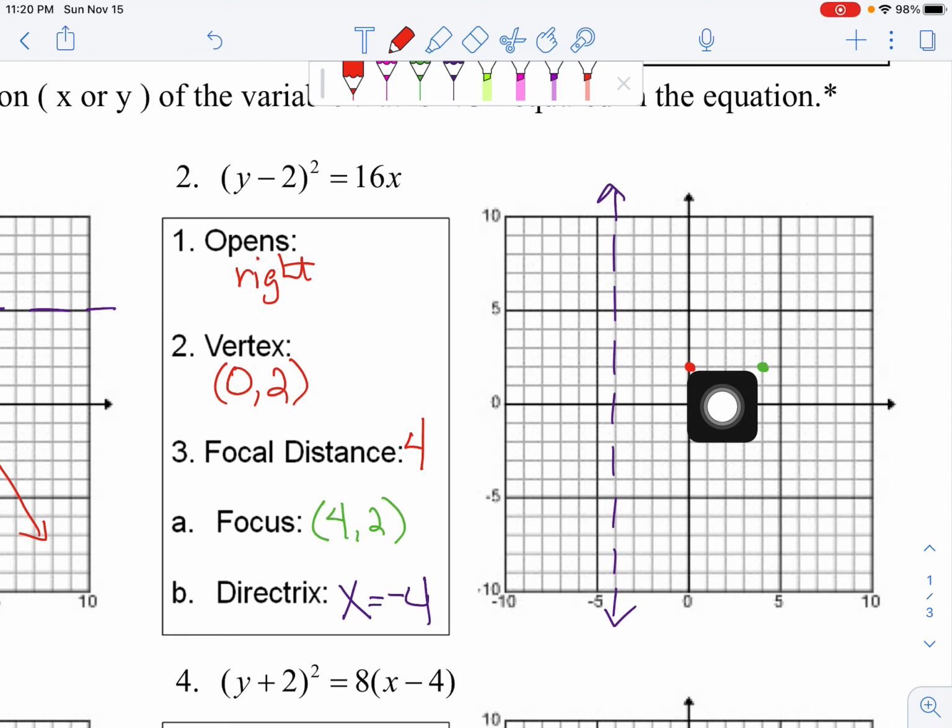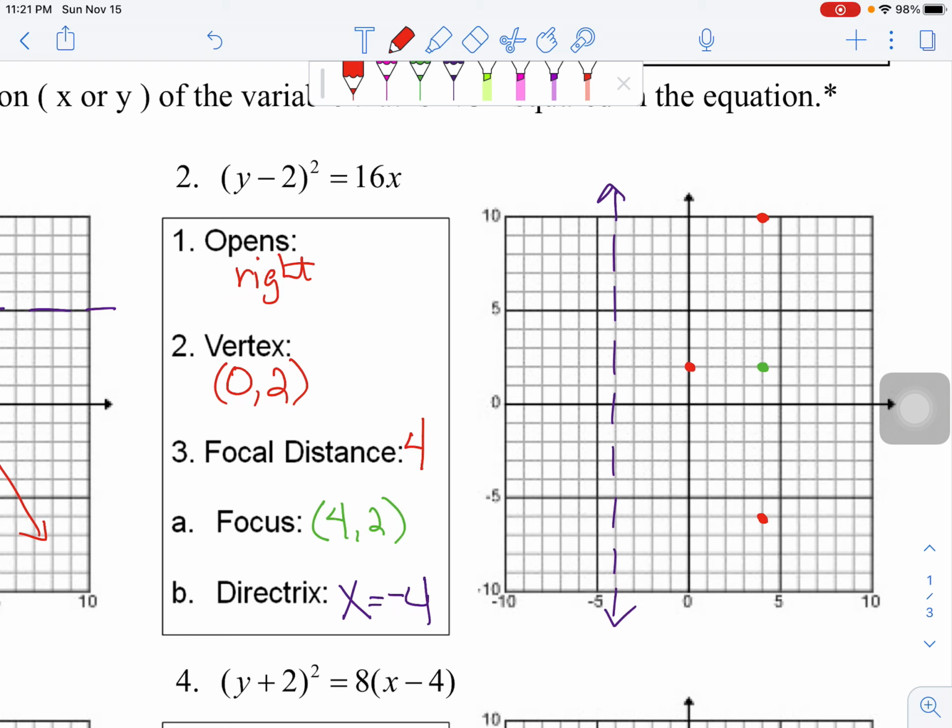That's 16 total. So from the focus, I'm going to count 8 up and 8 down, which would get me the total length of 16 that I need for the latus rectum. All right, so from that focus point, I'm going to count 1, 2, 3, 4, 5, 6, 7, 8. I just hit the top of that graph. And 1, 2, 3, 4, 5, 6, 7, 8. I don't think I counted right. 1, 2, 3, 4, 5, 6, 7. No, I did count it right.